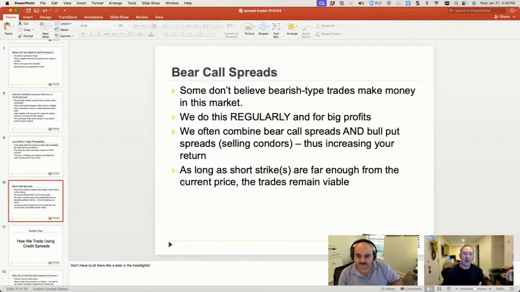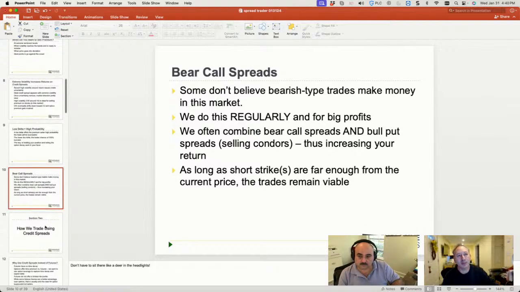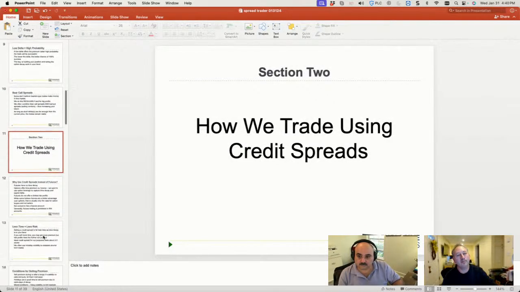We added some puts today. Sam had some puts on as well. We often combine bear call spreads and bull put spreads. We're playing both sides of the market here. As long as short strikes are far enough away from the current strike, the trades certainly can be made viable.